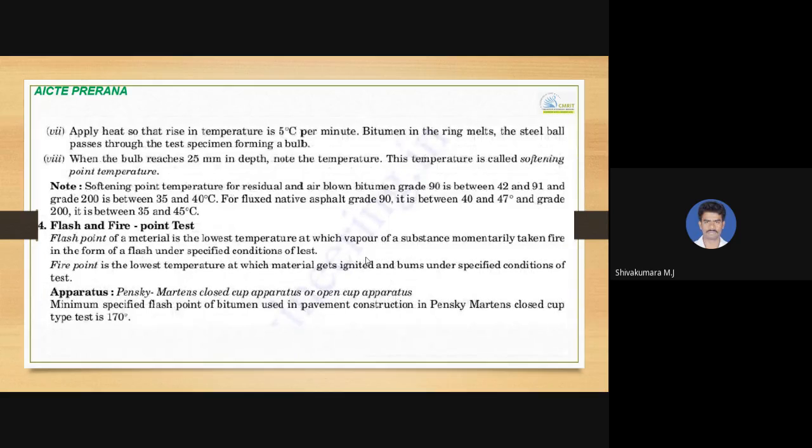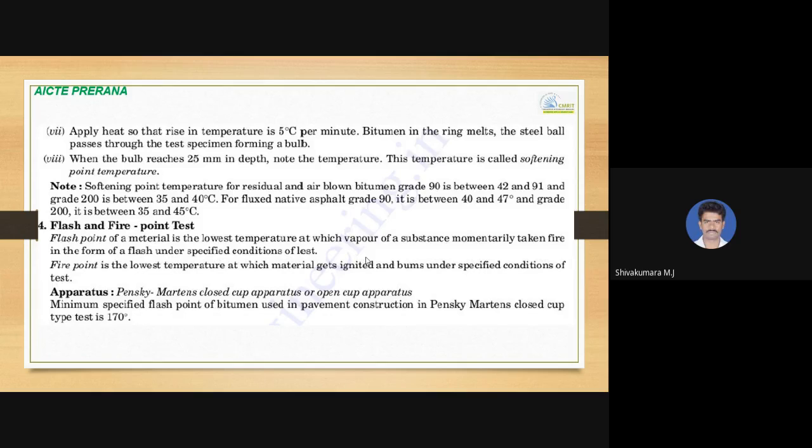Then we'll start to increase the temperature. The initial temperature will be 5 degrees, and at a rate of 5 degrees Celsius per minute, we are going to increase the temperature. The bitumen in the ring will start to melt, and this steel ball passes through the test measurement, forming a bulb. So when the bulb reaches the 25 mm depth, there will be another mark in that frame.